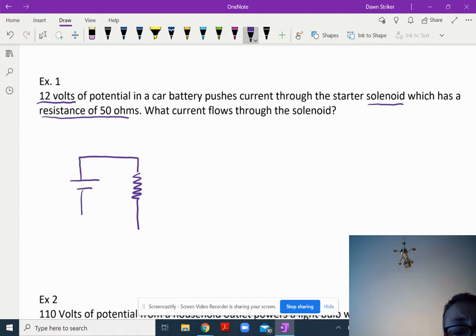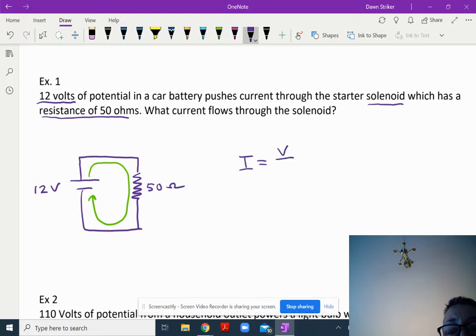There's my resistor. And I'm going to label it 12 volts and 50 ohms. And the challenge is to find the current. All right? And so we can do that. So I have Ohm's law. I is equal to V divided by R. Now I write down Ohm's law and I just plug in what I have, 12 volts divided by 50 ohms.